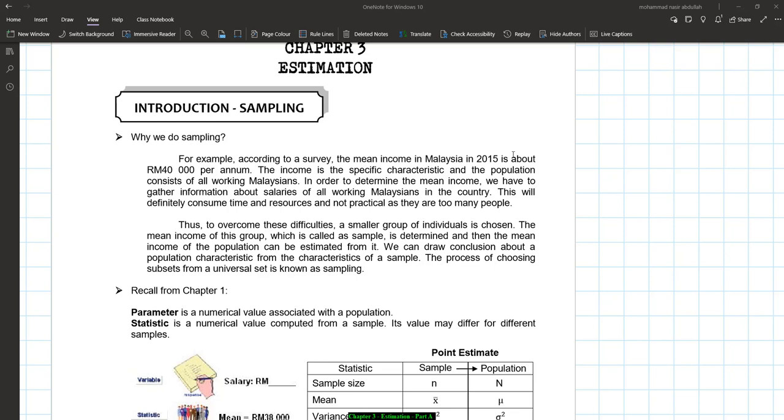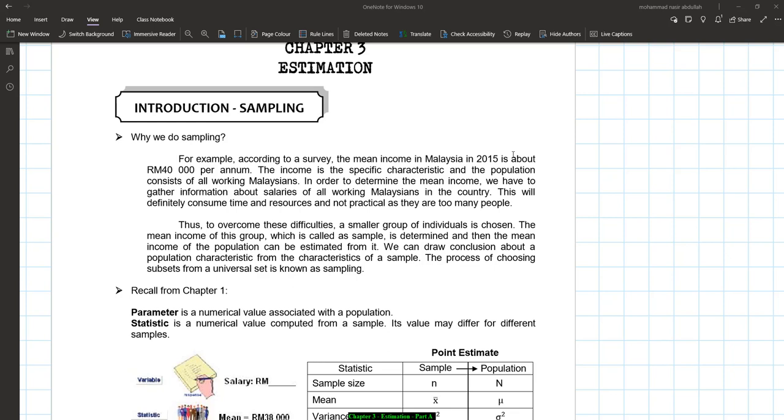So as an introduction, let's look at sampling. In estimation, usually we estimate from a sample to infer to the population. This is the second type of statistics, which is inferential statistics. Remember, in chapter one, it already taught you there are two types of statistics. First is descriptive statistics. Another one is inferential statistics. In inferential statistics, we want to infer our conclusion from the sample to the population, right?